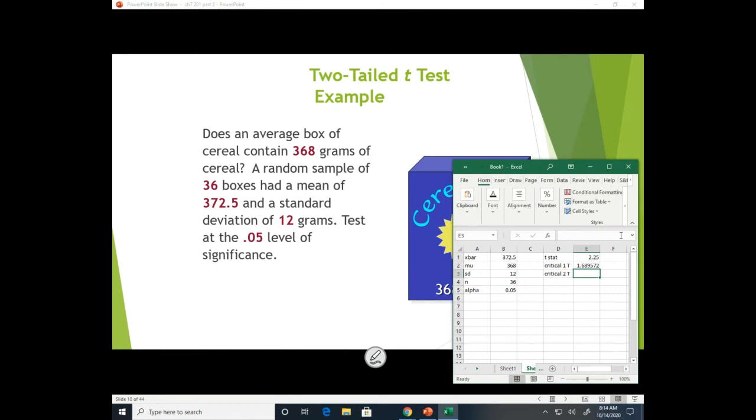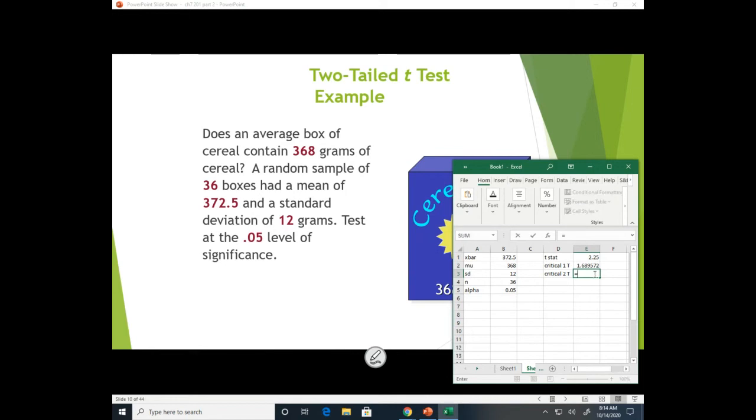So we're doing a one-tailed test. 3.25 exceeds 1.68. So from a one-tailed perspective, we would say we can reject the null hypothesis. So let's see what happens with a two-tailed test, since that's what we're looking at right now.